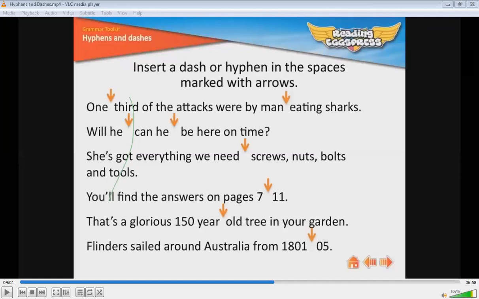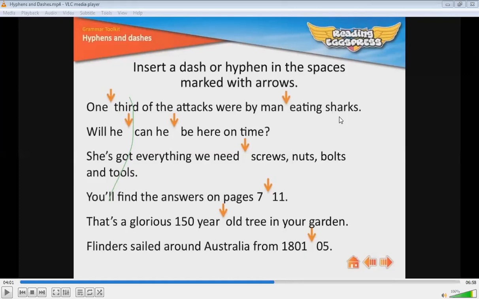Yes, Yazan? We are having it here. You will have a hyphen or a dash after man, just in the place of the arrow. Why? Because it's connected to adjectives. Man-eating is called a compound adjective. It is one adjective modifying the word shark, or sharks, I mean. You get the idea? Let's have someone else.